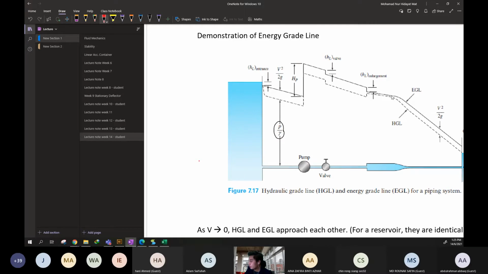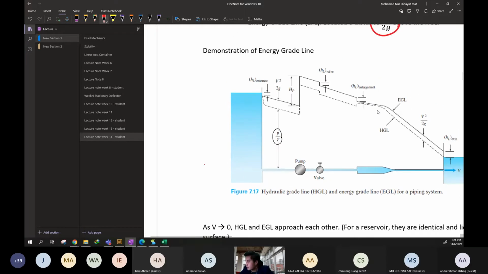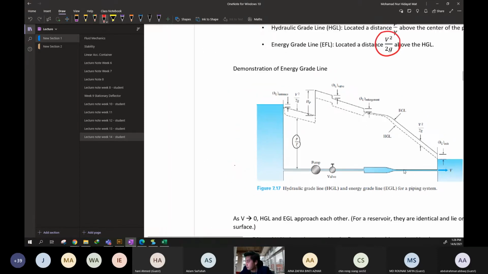And then drop linearly due to the friction along this section. And then this is the sudden contraction. Okay, smaller geometry, so it reduces the pressure. And this one dropped significantly and linearly due to the major losses, the friction along the pipe.